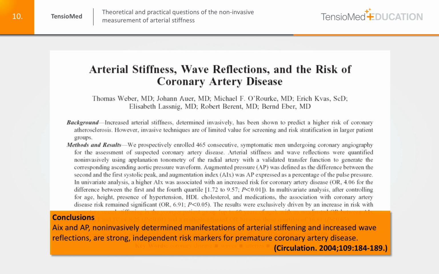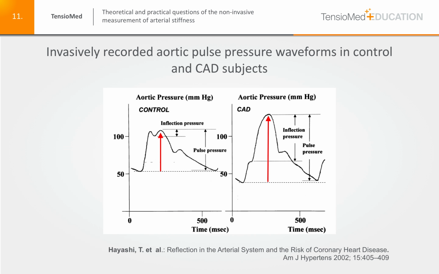This was presented in a nice paper in Circulation in 2004 by Thomas Weber. In this slide, invasively recorded aortic pulse pressure waveforms can be seen in a normal control subject and in coronary artery disease subjects. It can be recognized clearly how big a difference exists between the second systolic wave reflection amplitude in coronary artery disease and in normal control subjects.